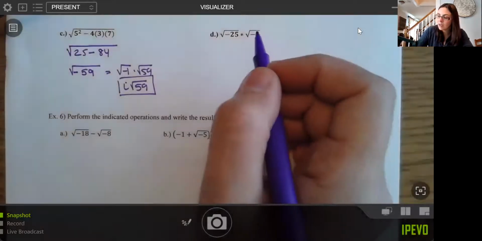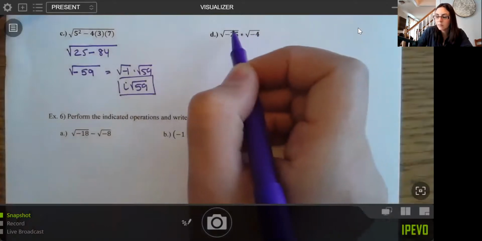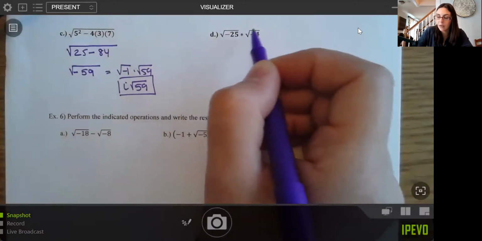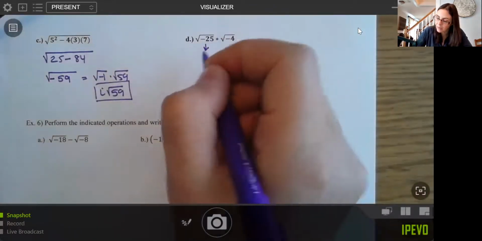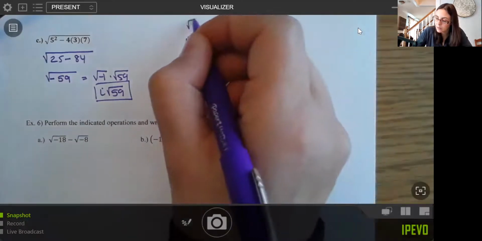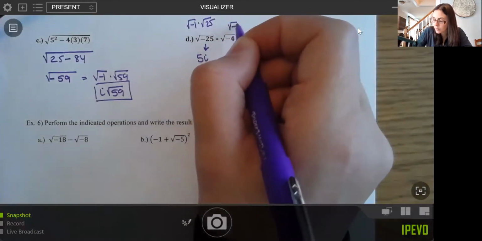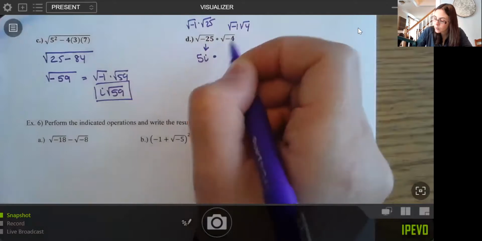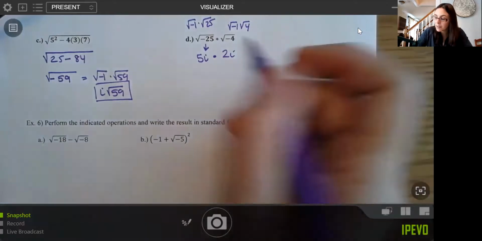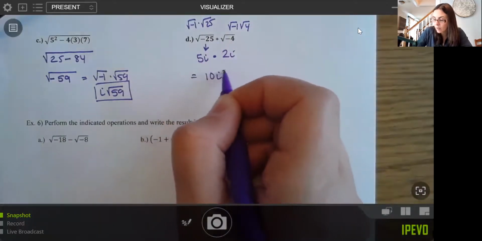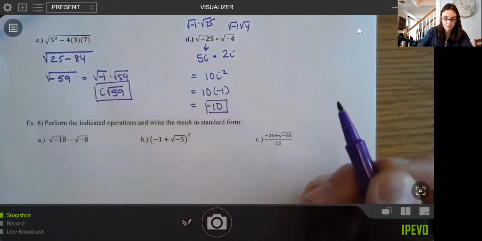Now for this one, again, underneath the root, there's nothing to do. That's different than this one. So I don't want to do my multiplication first. I do need to make these having i's before I do any sort of other operation outside the roots. So this one here, right, would be the same thing as 5i because it's root negative 1 times root 25. And this one here is root negative 1 times root 4. So it's going to be 2i. Square root of 4 is 2. And then here we have i. Now I'm multiplying these together. So I have 10i squared. And then don't forget that i squared is negative 1. So my answer here is negative 10.